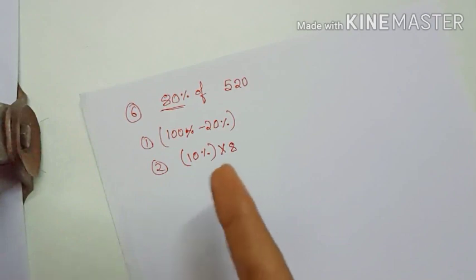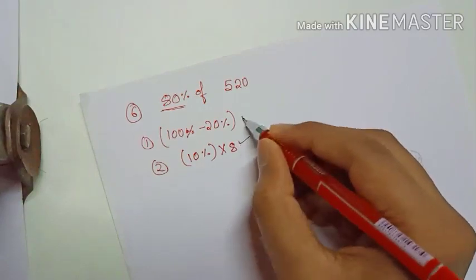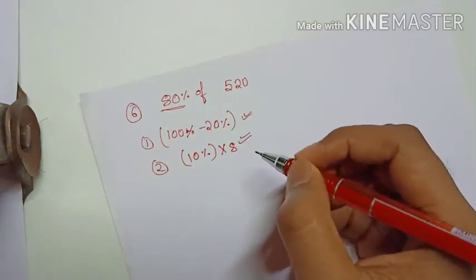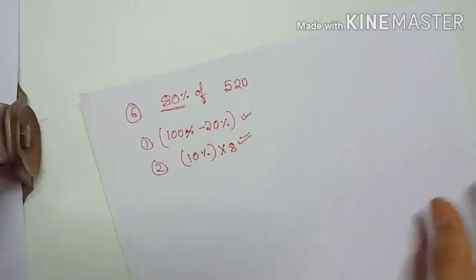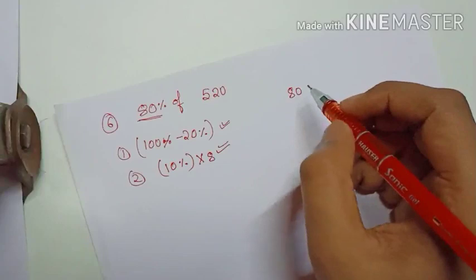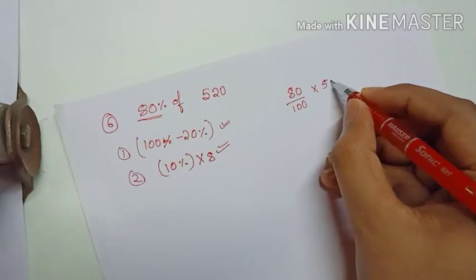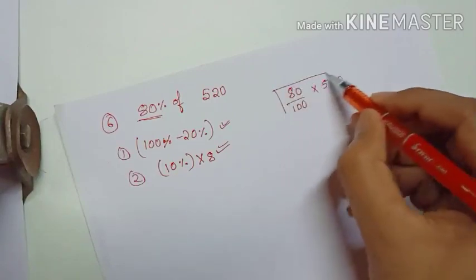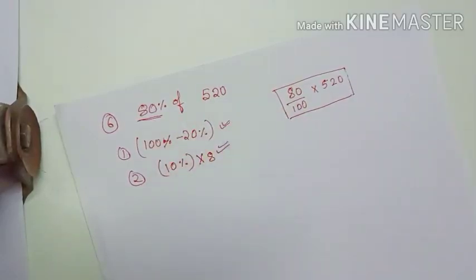Yes, whatever you're thinking is absolutely correct. But is there any other way which will find the answer in less time than these two methods take? Suppose here we can also find this 80% of 520 with direct multiplication. So how can we do it? Normally, just visualize the problem here. 80 divided by 100 into 520, this will be the formulation of 80% of 520. Yes or no? Yes, correct.